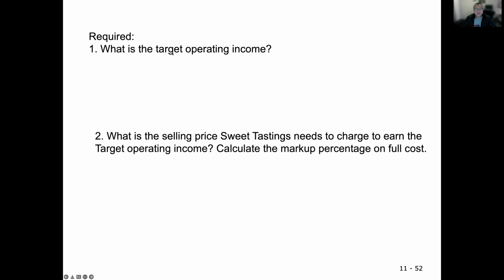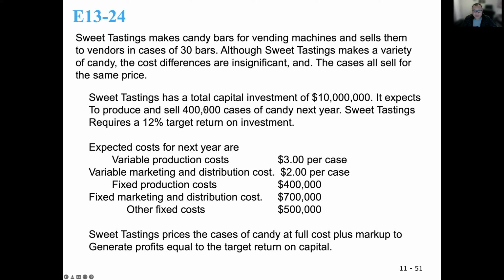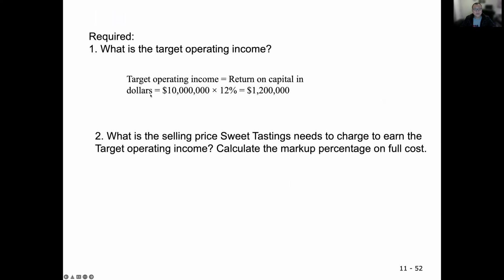Okay, first, what is the target operating income? In this question, we learned the total capital investment is 10 million. So the investor has put $10 million into a company. They want to achieve a 12% targeted return every year. So what's 12% of 10 million? 12% of 10 million is 1.2 million. So the target operating income is 1.2 million. Only this number can provide a 12% return for the investors.